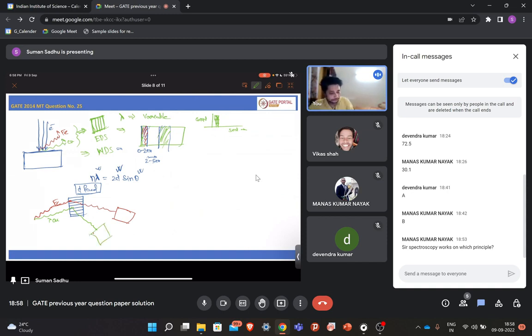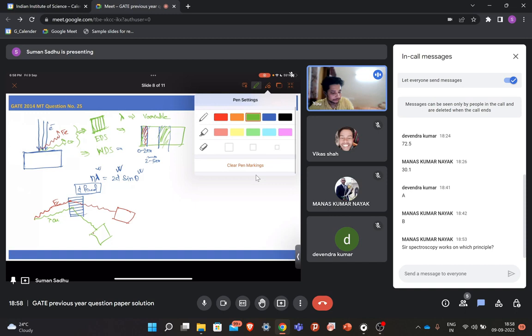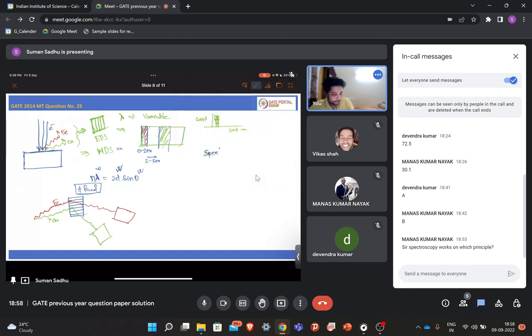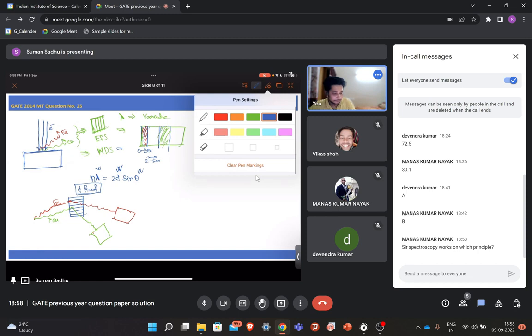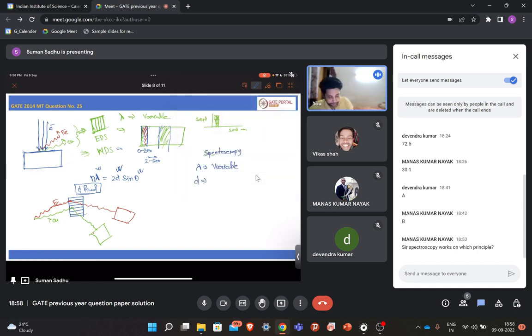So in case of spectroscopy, I am just summarizing this. Lambda is variable, d is fixed because you are using a single crystal. So theta will depend on this lambda, so theta will be variable. So you are keeping d fixed, lambda is variable. This is for spectroscopy.